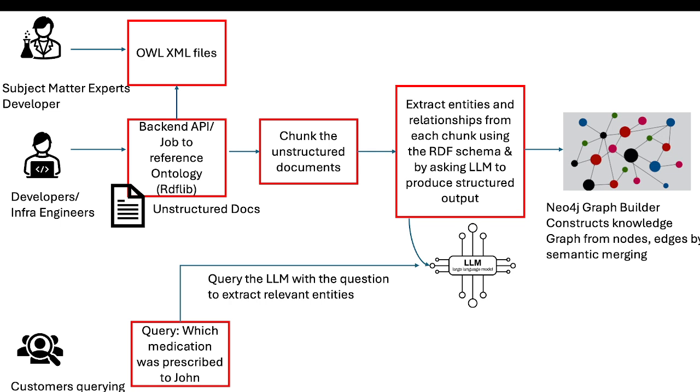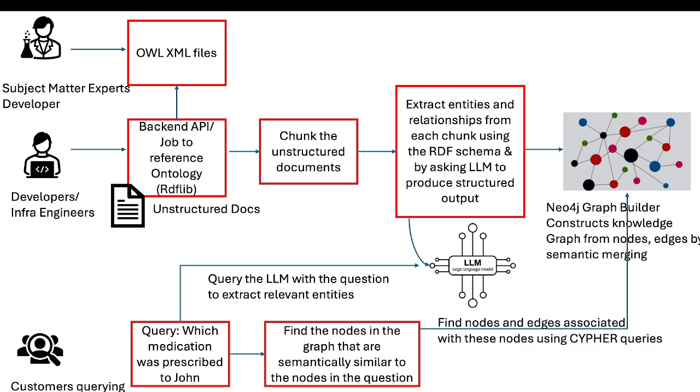And instead of directly asking like in a RAG, you are going to first query the LLM with the question to extract the relevant entities. So these entities in the question will be the entities that are defined also in the OWL files. So once you do that, you're going to make another call. You're going to first find the nodes in the knowledge graph that are semantically similar to the extracted nodes from the question. So you're not just going to assume, you're going to get a very precise outcome.